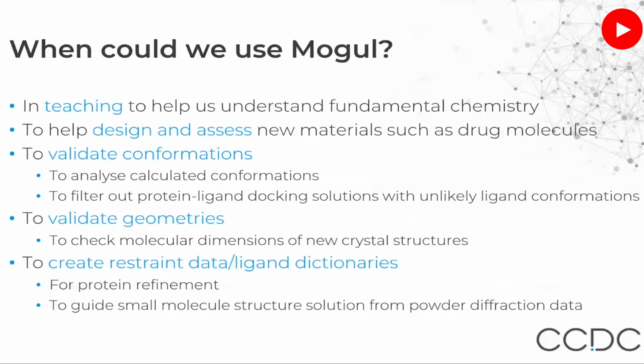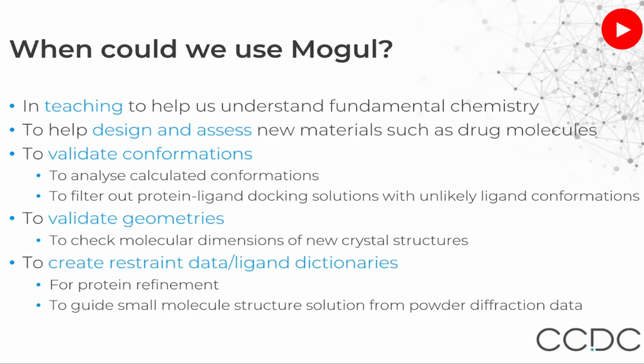There are a number of different reasons for using Mogul, and here's just a few. You could use it in teaching to help understand fundamental chemistry, or you could use it in industrial workflows to help design and assess new materials such as drug molecules. One of the main reasons it's used is to validate conformations. So you could use it to validate calculated conformations or to filter out protein ligand docking solutions with unlikely ligand conformations. Today, we're going to be looking at how you can use it to validate geometries to check the molecular geometry of a new crystal structure.